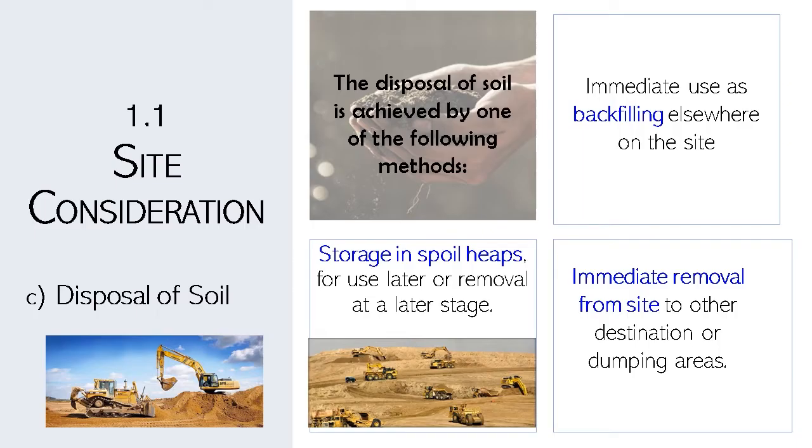The third site consideration is disposal of soil. The disposal of soil is achieved by one of the following three methods: storage in spoil heaps for use later or removal at a later stage, or immediate use as backfilling elsewhere on the site, or immediate removal from site to other destinations or dumping areas.